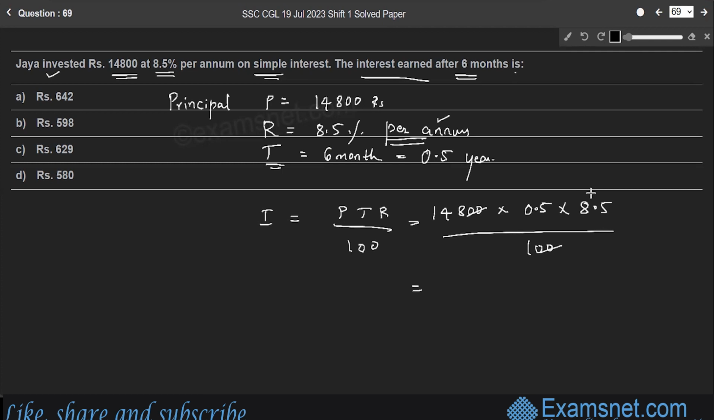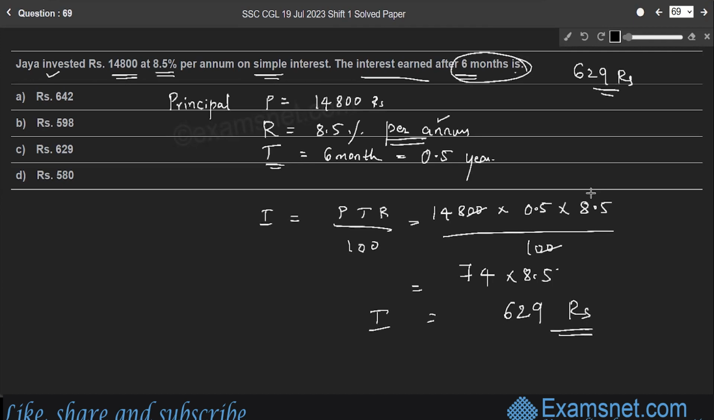So 148 into 0.5. Half of 148 is 74, into 8.5. So you will get 74 into 8.5, which is equal to 629 rupees. So simple interest earned after 6 months is 629 rupees. Option C is the right answer.